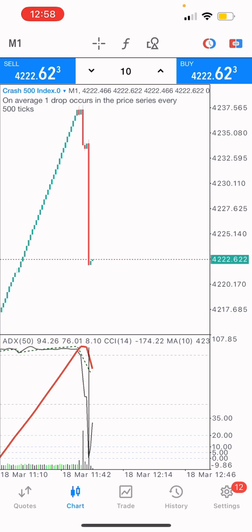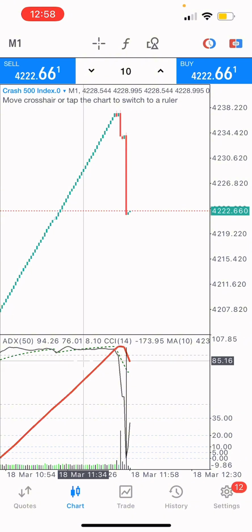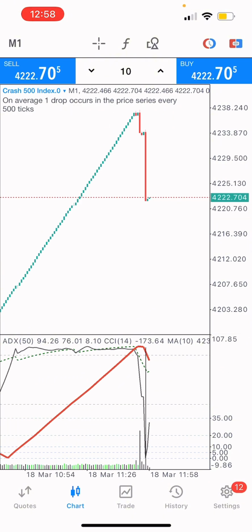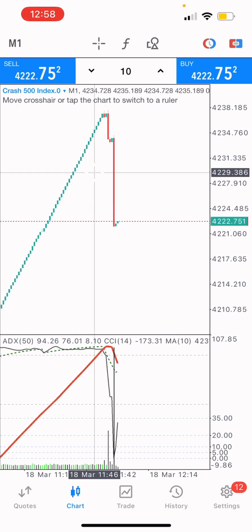Oh guys, you can see it just spiked here. We didn't come here on time. So this is what I'm talking about, guys. You can see the crossing. This is the intersection right here. This is what I'm talking about, the strategy, guys.